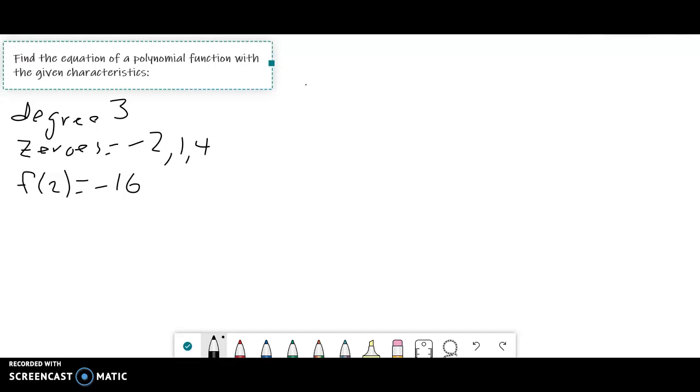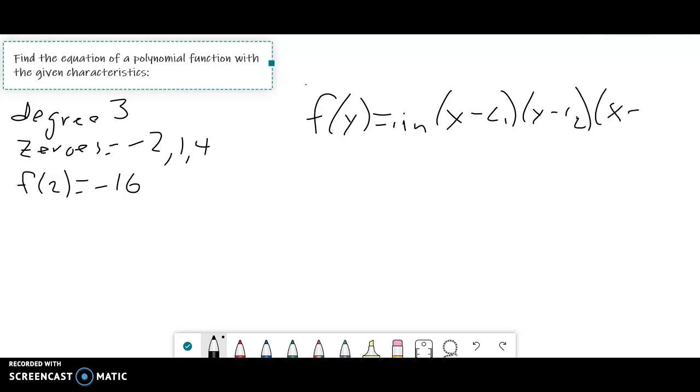So remember, linear factorization theorem says I can take any polynomial function f of x, write it in terms of a leading coefficient and its linear factors, where each of these c's is one of our zeros. So we have our 3 factors to go with our 3 zeros. Leading coefficient I'm calling the an. So let me start by plugging in all of my factors.